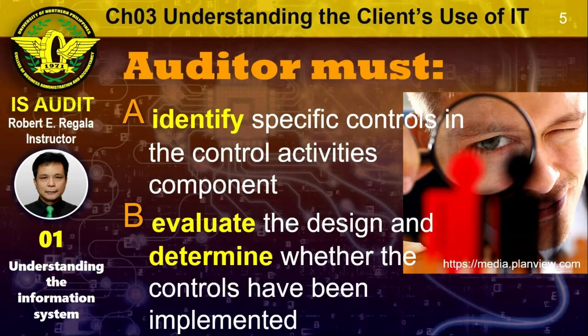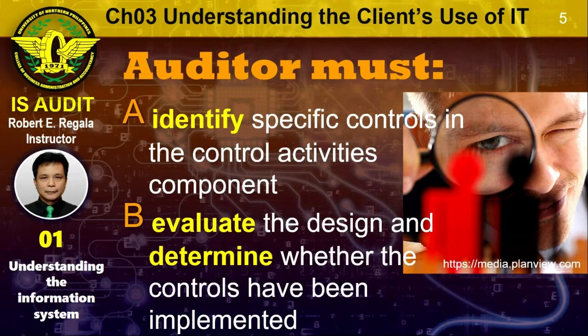The higher on the spectrum of inherent risk a risk is assessed, the more persuasive the audit evidence needs to be. Even when the auditor does not plan to test the operating effectiveness of identified controls, the auditor's understanding may still affect the design of the nature, timing, and extent of substantive audit procedures that are responsive to the related risks of material misstatement.